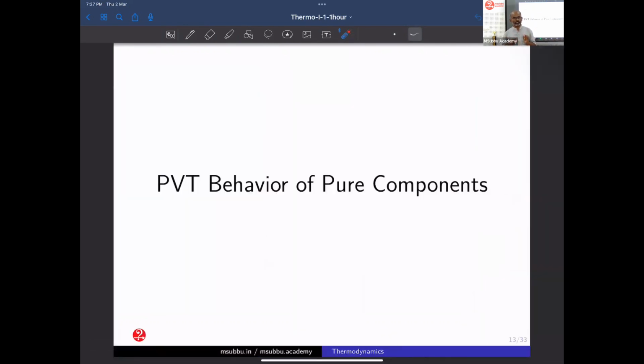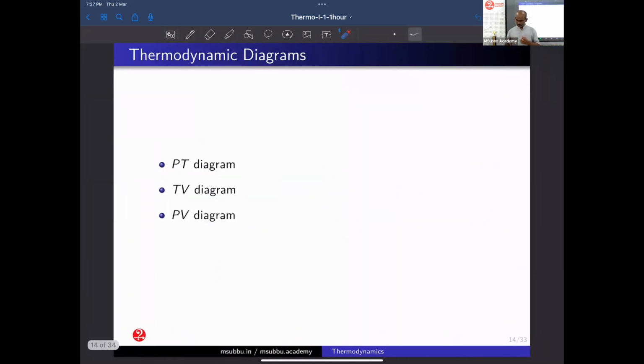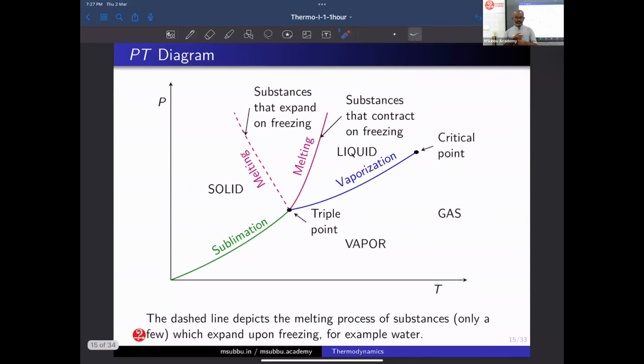We finished one third of our discussion, which is the basic aspects. Now the PVT behavior of pure components. In that, we need to initially know about these diagrams, namely pressure-temperature, volume, and pressure-volume diagrams. So the pressure-temperature diagram, of course, we used to learn from our school days itself. So what is it saying? Of course, it is a nice Y-shaped curve. Simply a Y.